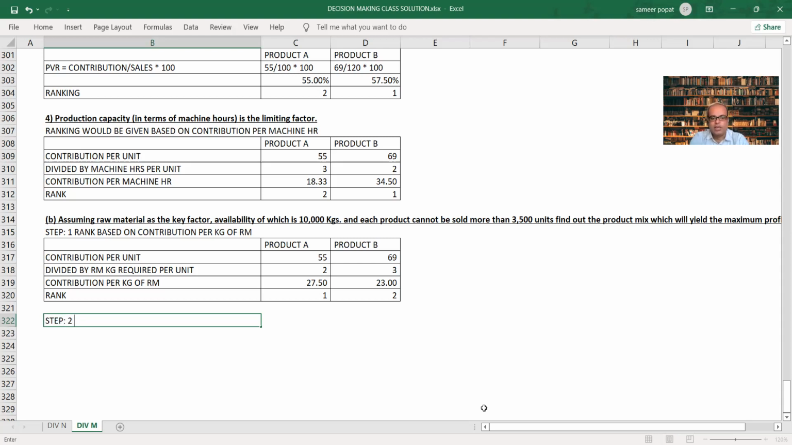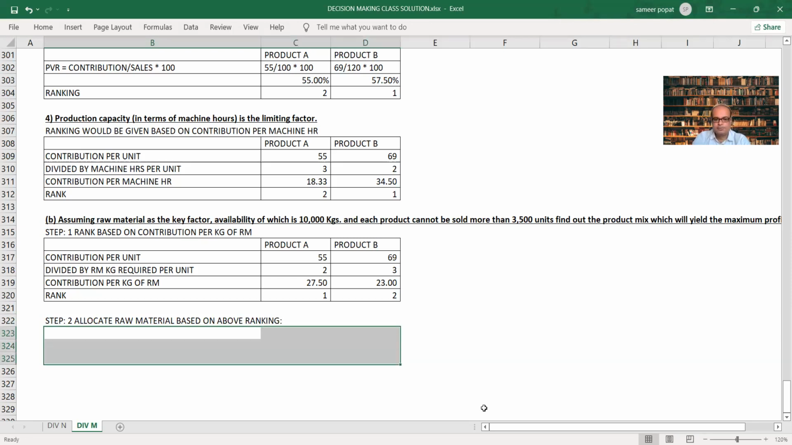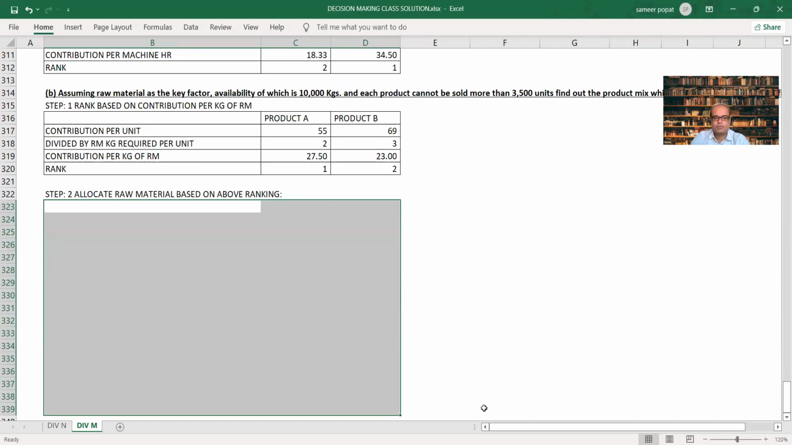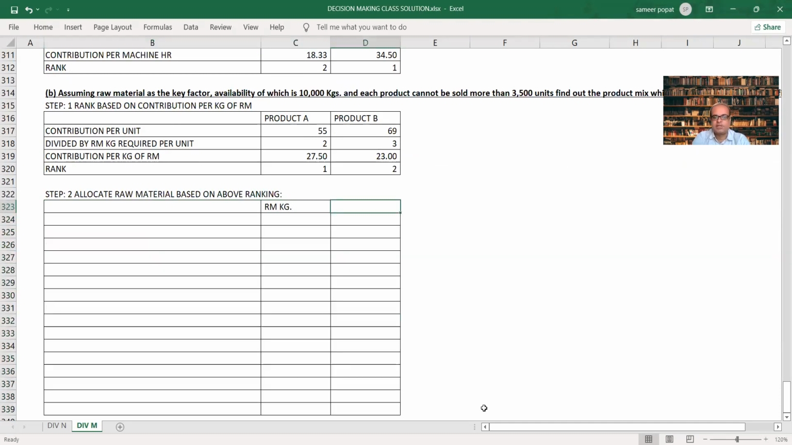Now the second step would be to allocate key factor, that is raw material, based on above ranking. Okay, so for that, let us prepare a table. Raw material kgs and finished goods units. Now total raw material available is 10,000 kgs.